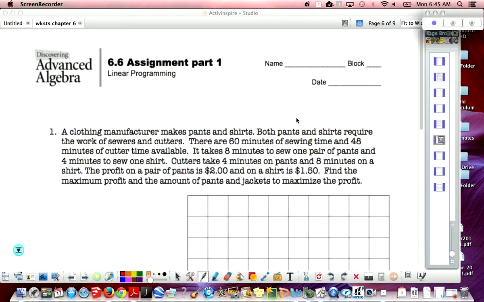So, number one here says a clothing manufacturer makes pants and shirts. Both pants and shirts require the work of sewers and cutters. There are 60 minutes of sewing time and 48 minutes of cutter time available. It takes 8 minutes to sew one pair of pants and 4 minutes to sew one shirt. Cutters take 4 minutes on pants and 8 minutes on shirts. The profit on a pair of pants is $2 and on a shirt is $1.50. Find the maximum profit and the amount of pants and jackets to maximize the profit.